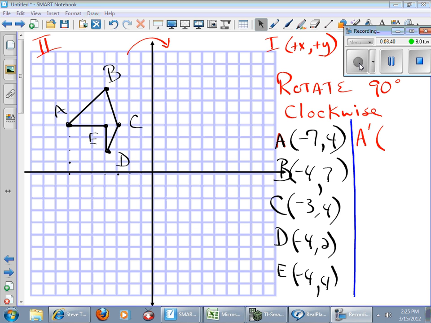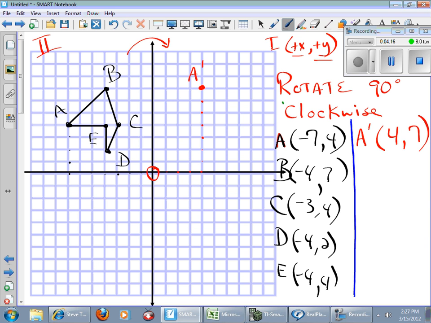Now watch how simple this is. When I'm going 90 degrees, here's all I have to do. I'm going to make the 7 and the 4 switch places. So I'm going to write 4, 7. Now, I know I'm in quadrant 1, and in quadrant 1, x is positive and y is positive, so A prime will be at 4, 7. So I'm going to go from the origin 4 over and 7 up. And I'm going to be sure to call it A prime.